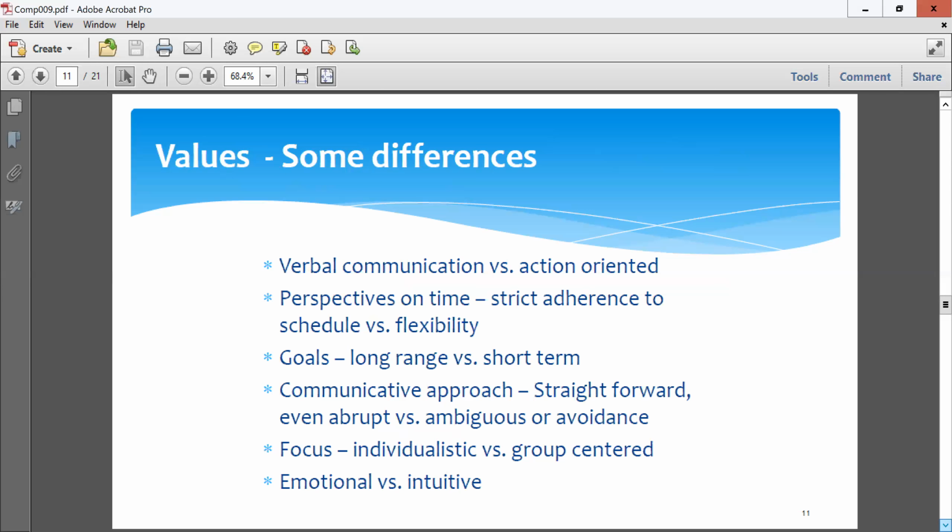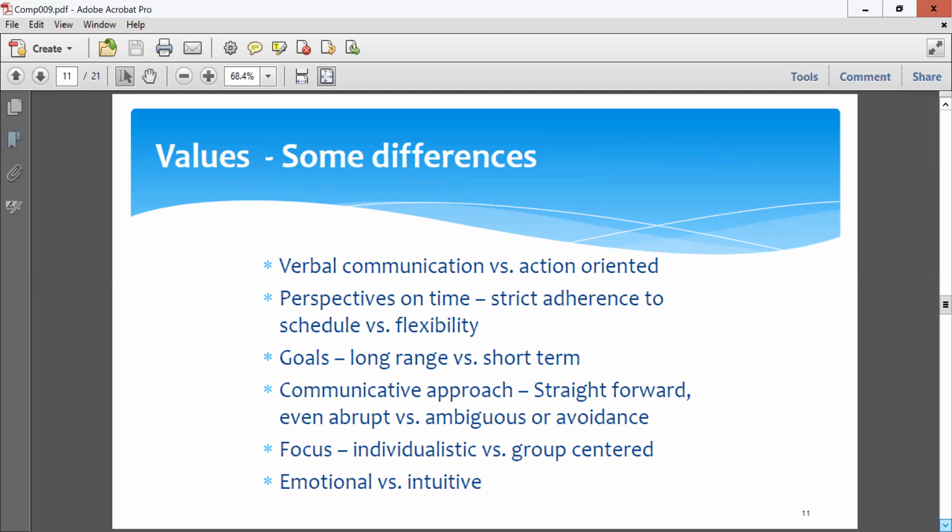Goals, long range versus short term. And these can be based on many things, not just culture, but on socioeconomic situations and so forth. Communicative approach, like I said about my husband, being very straightforward or abrupt, as opposed to kind of trying to be nice and ambiguous or avoid any kind of difficult topic. Focusing, the focus on the individual versus the group or the family, even more importantly.